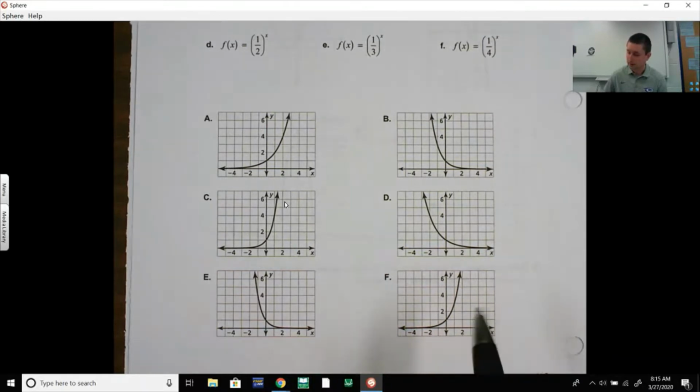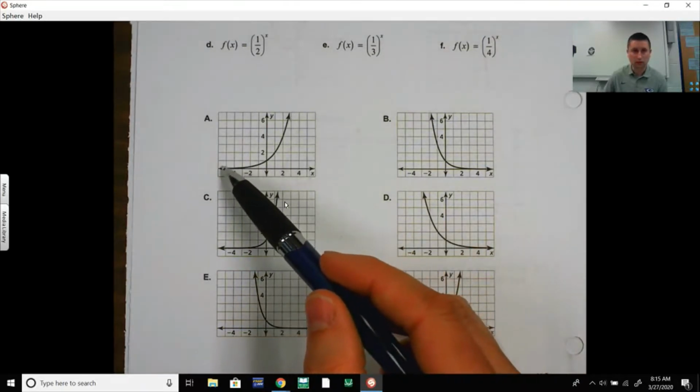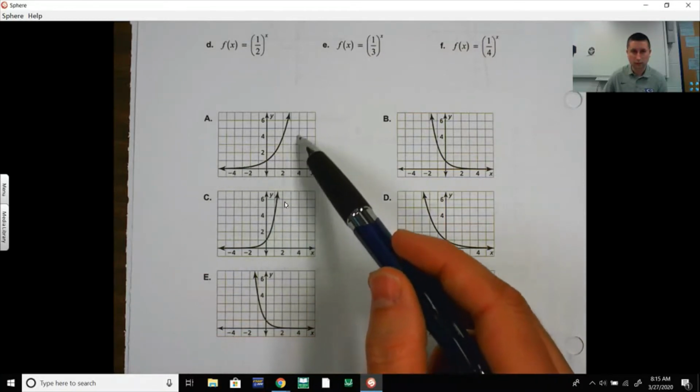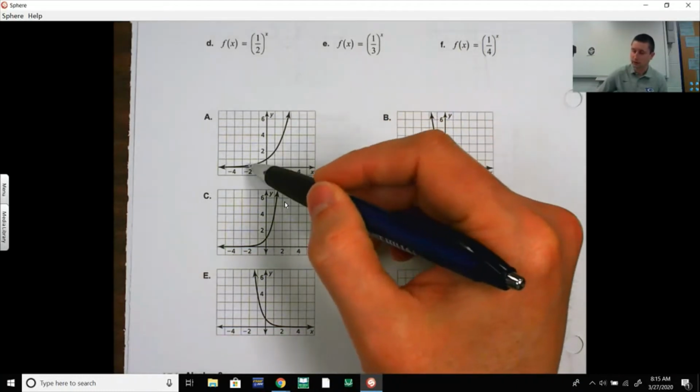So these right here would be exponential growth, something that starts low and grows really slowly over time, and then, boom, zooms off. This has a common scale factor, which means you're multiplying by something every time.